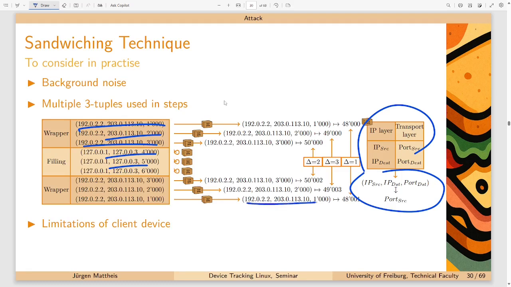And by this free tuple, we can identify which free tuple got which source port. And then we can compare this same free tuple over time and see its source port increments over here.